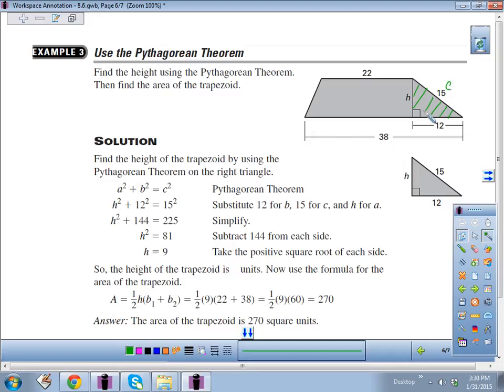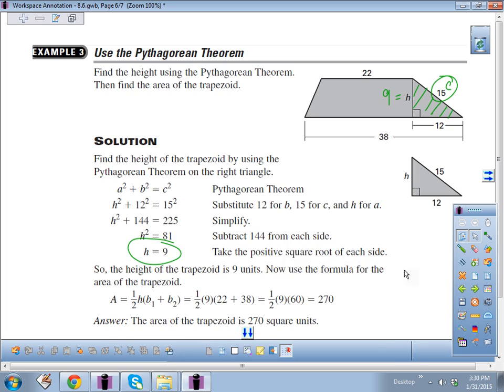It's the one across from the right angle, so that's 15. That gets substituted in for c. And the other two numbers, the height and the 12 side, are substituted for a and b. And then we'll simplify. The height ends up being 9 when we calculate that Pythagorean theorem. From there, we can get the area of the trapezoid just by substituting into the formula.